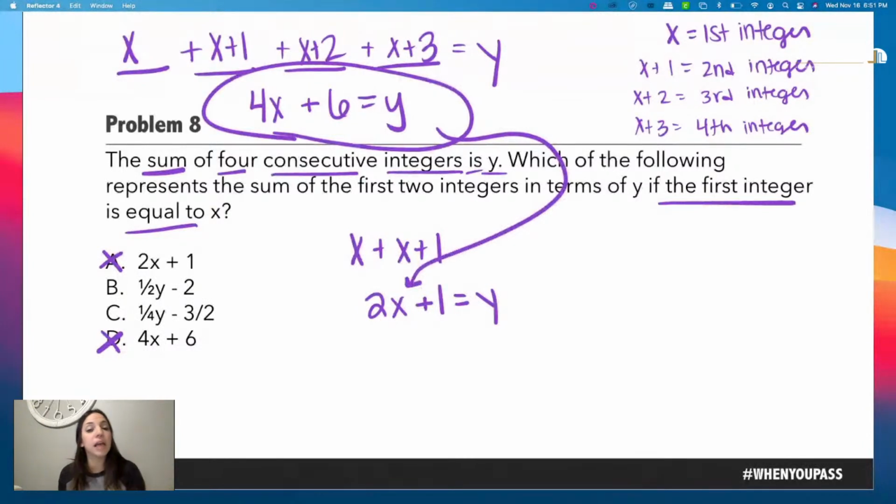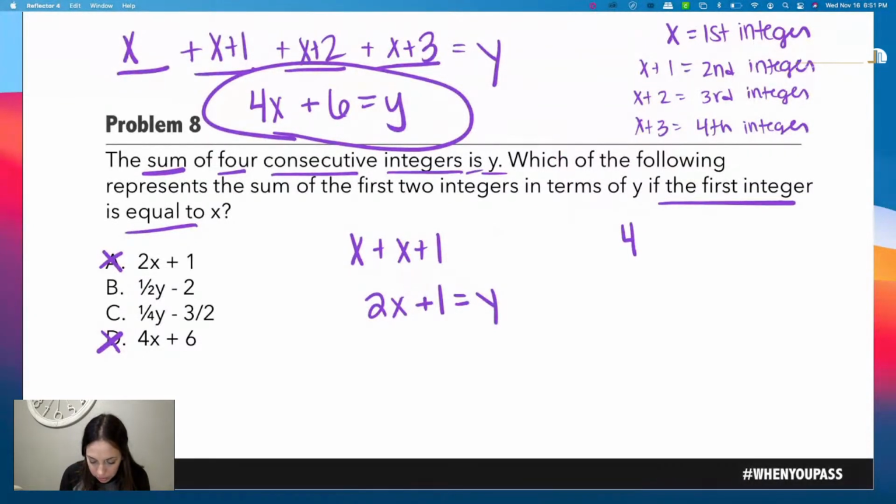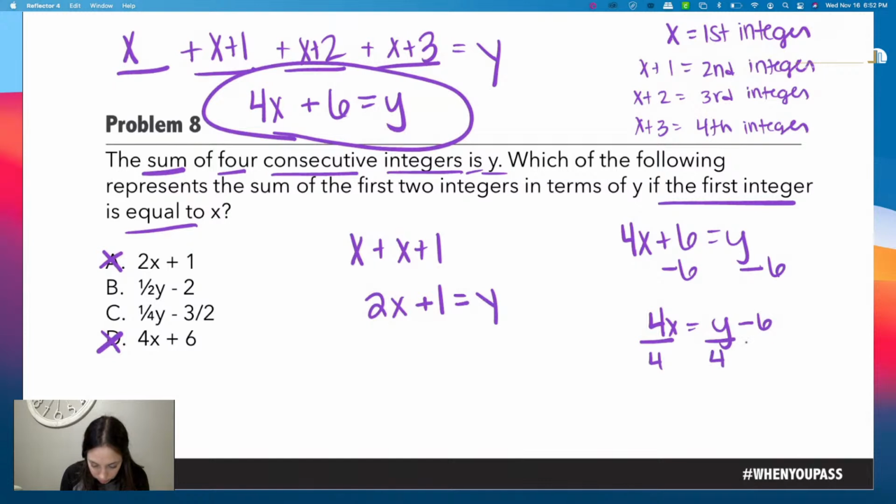So I need to put that in terms of x. You lost me? I'll get there. Once I finish it, you'll kind of see and I'll wrap back around. So if I do 4x plus 6 equals y, subtract 6 from both sides, I get 4x equals y minus 6. Divide everything by 4, then I get x equals 1/4 y minus 3/2.